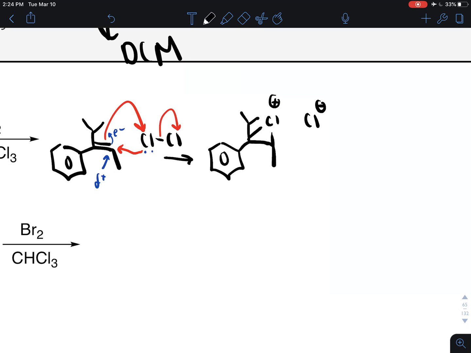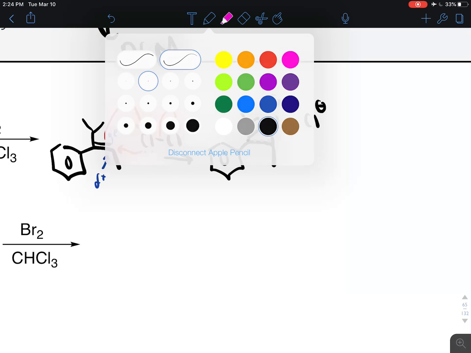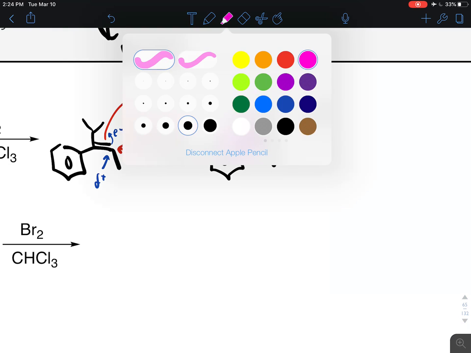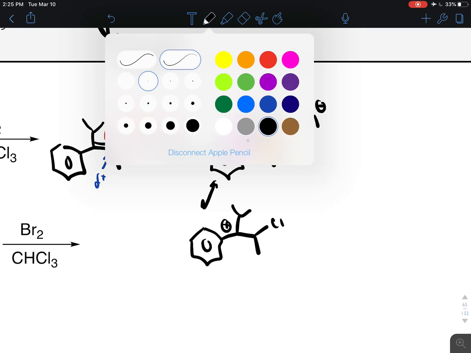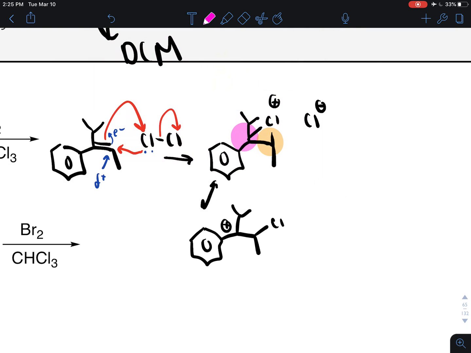Where is that free chloride now going to react in this mechanism? Well, we have two positions. We could react at that position, or we could react at that position. Which one is it? We don't know unless we draw resonance structures. One of the resonance structures would show this, and that would be the result of doing this series of mechanistic arrows.